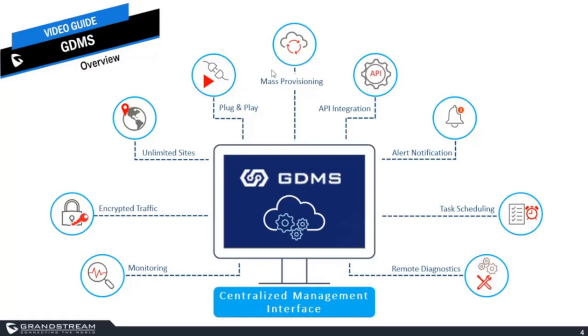And to ensure data security, GDMS uses bank-grade TLS, end-to-end encryption, two-way certificate verification, and encryption of all device information. There are other useful built-in tools that GDMS administrators can take advantage of, such as alert notification, task scheduling, remote diagnostics, and real-time monitoring. In the next slides, I will briefly explain how each of these features work.